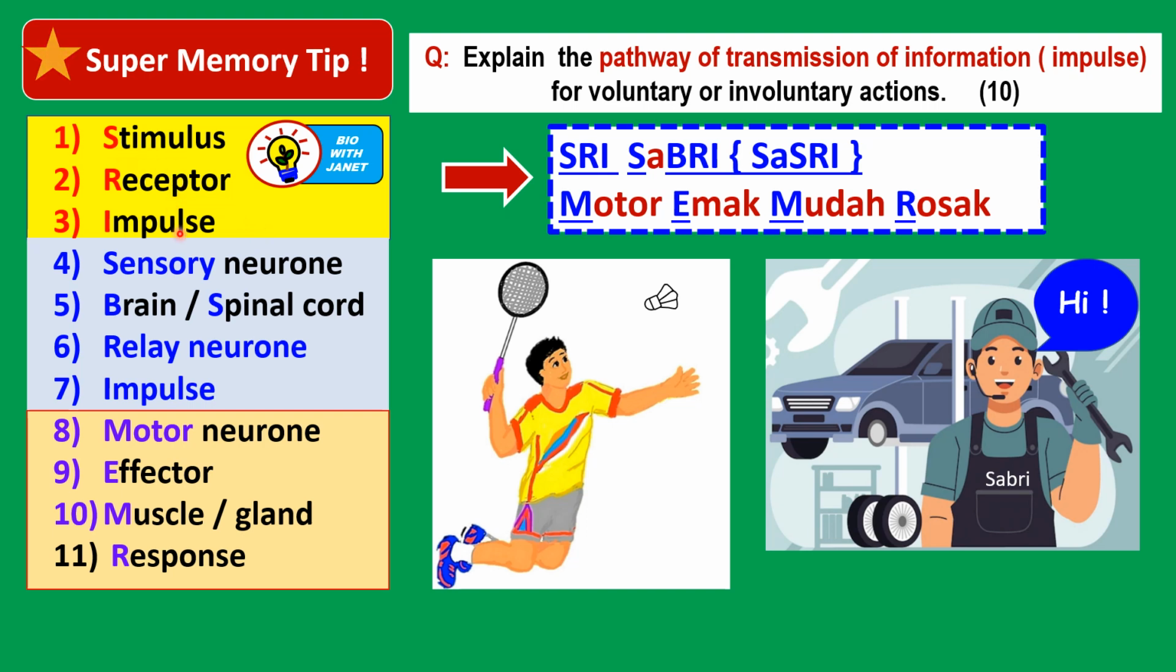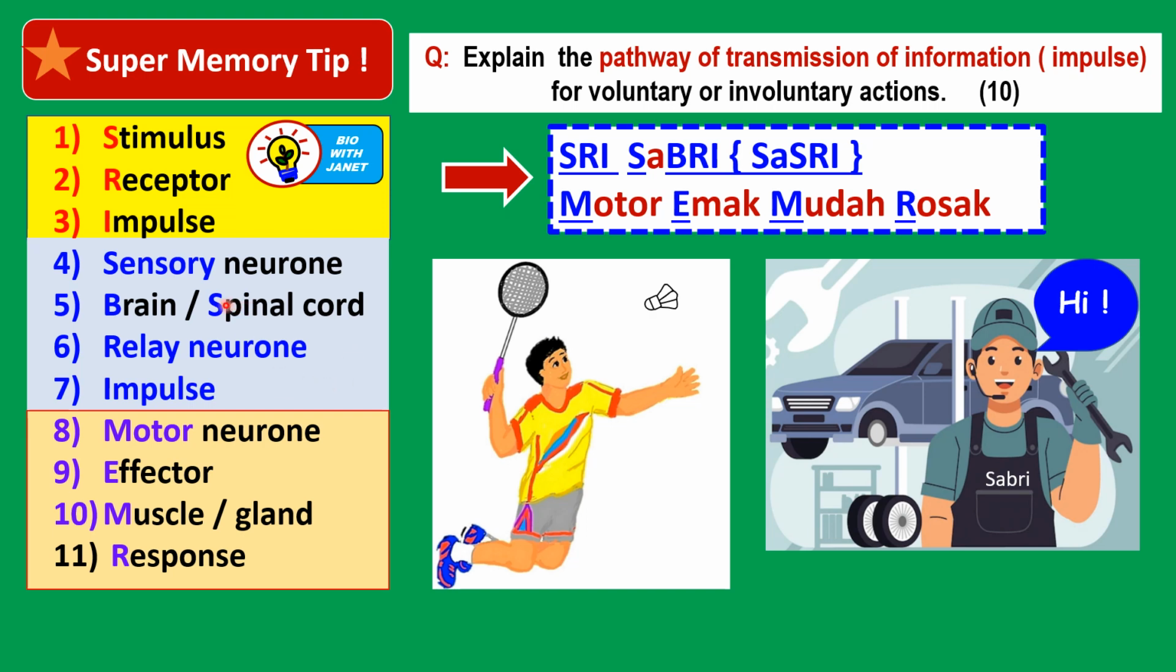So SRI, SRI. Second part is SABRI. SABRI is the name of a person. It stands for sensory neuron. The impulse is transmitted by the sensory neuron from receptor to the brain or spinal cord. So it's either SABRI, B for brain, or SASRI. And then in the brain or spinal cord, the impulse is transmitted from sensory neuron to relay neuron.